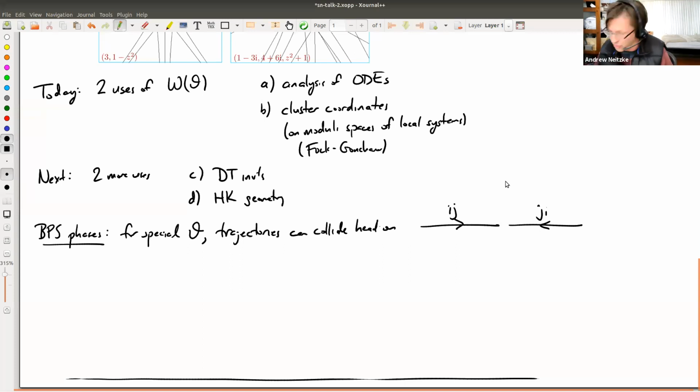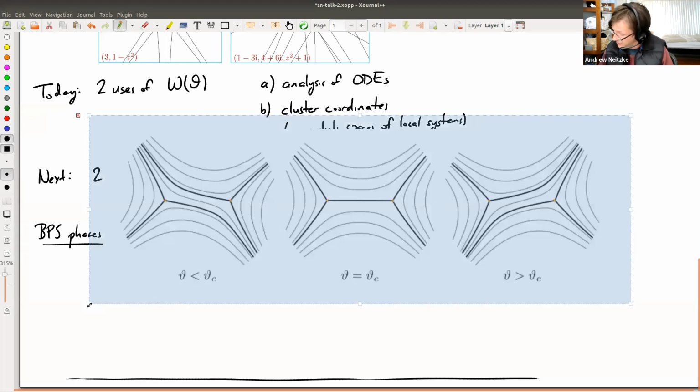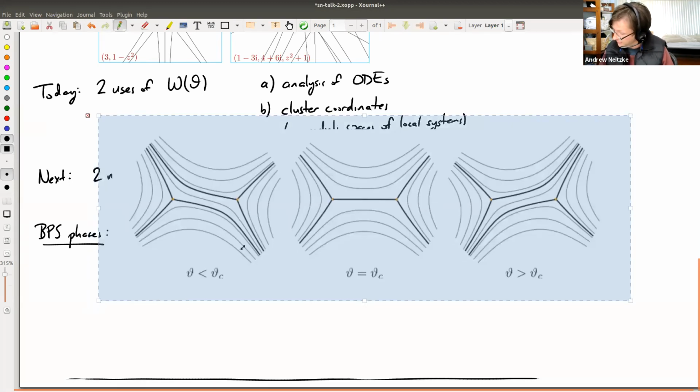So let me show you two pictures of how that kind of thing can happen. First is the kind of classic one. Here I'm going to hold the quadratic differential fixed. I'm going to do the case n equals 2, holding the quadratic differential fixed, and just let the phase vary.